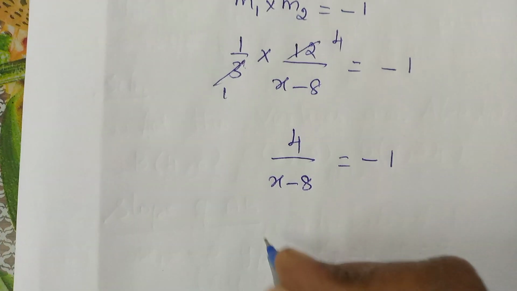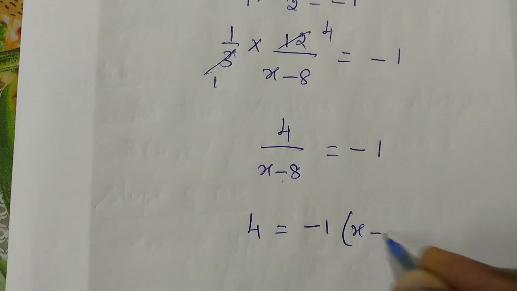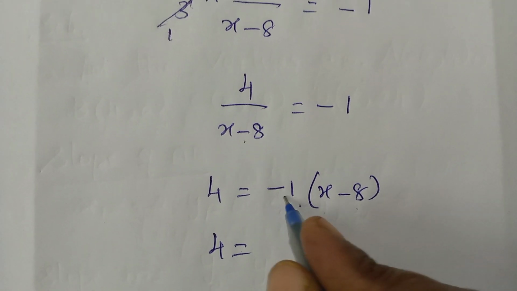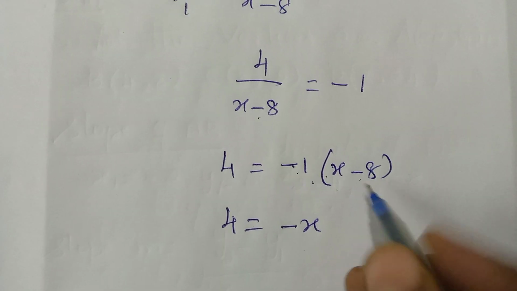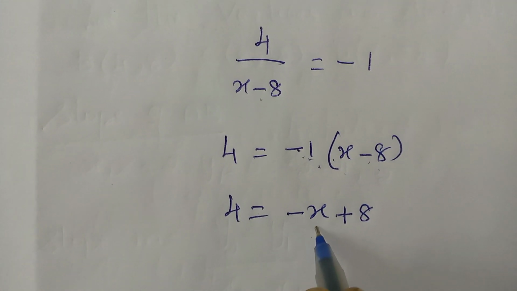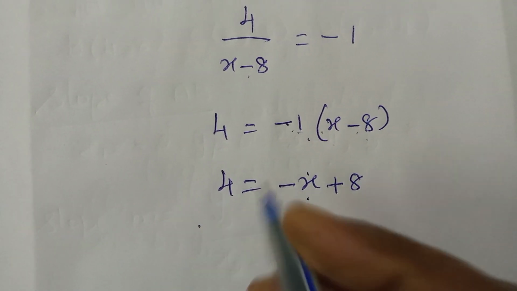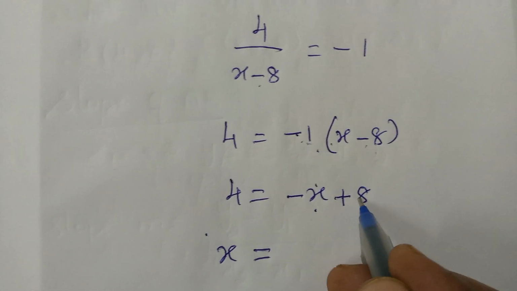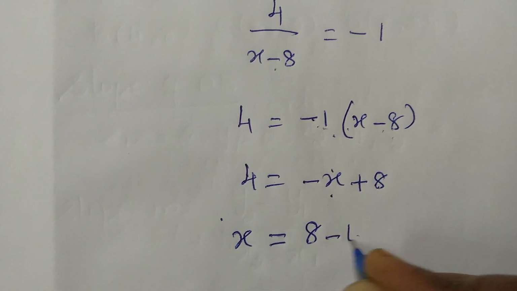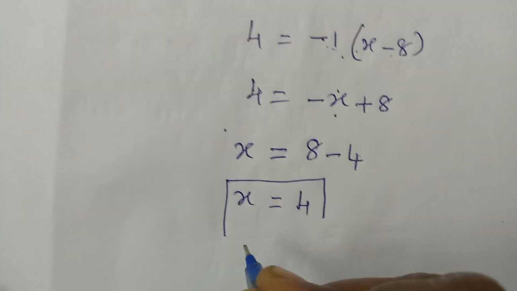Cross multiply: 4 is equal to minus 1 into x minus 8. Let's multiply these two terms: minus 1 into x is minus x, minus into minus is plus, that is 1, 8 is 8. We have to find out the x value. So let us take the x this side, it becomes plus x. x is equal to 8, already here 8 is there. This 4, let us bring this side, it becomes minus 4. Therefore x is equal to 4. x is equal to 4.